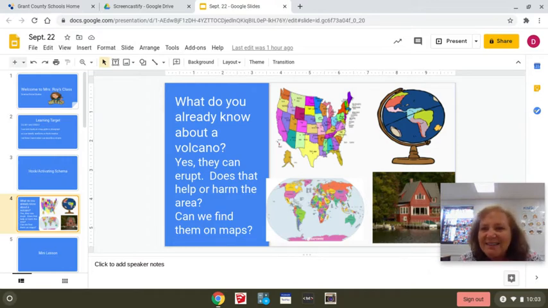But that's what scientists do. They have questions that have to be answered. So they have to do research and they have to learn more about that topic so that they can figure out and get answers to their questions.